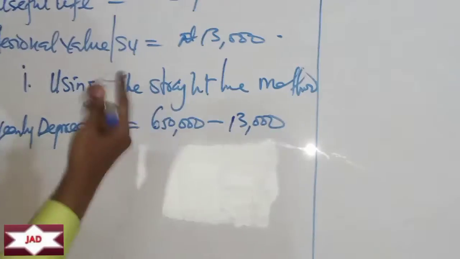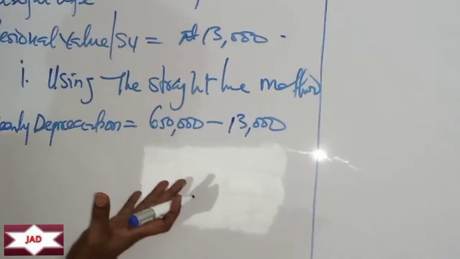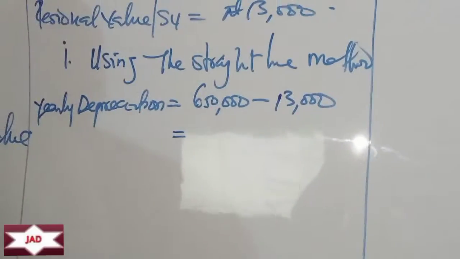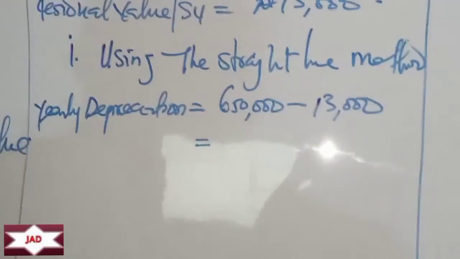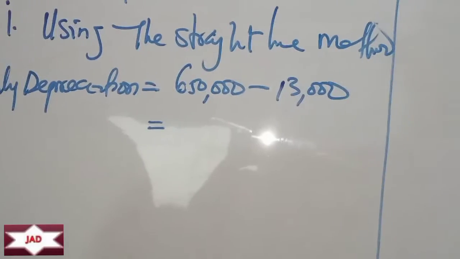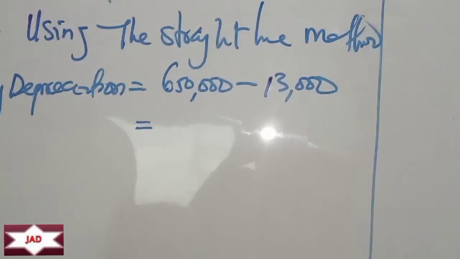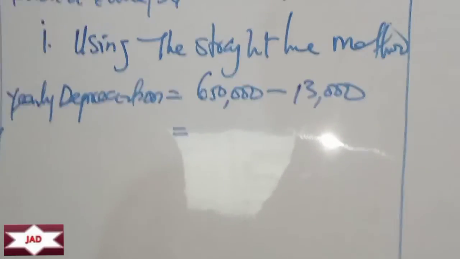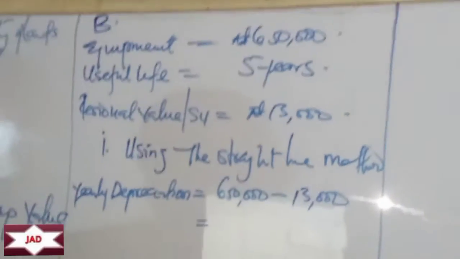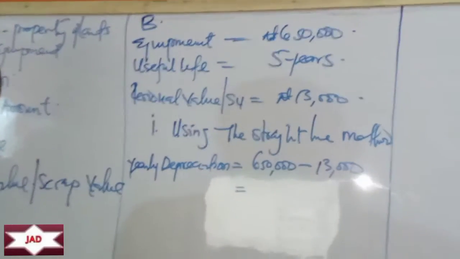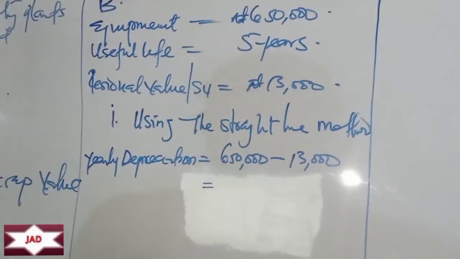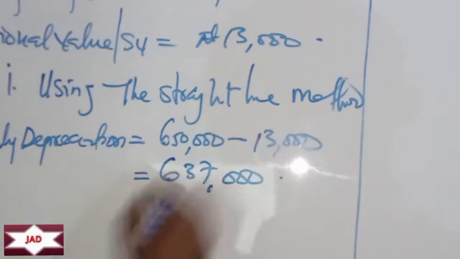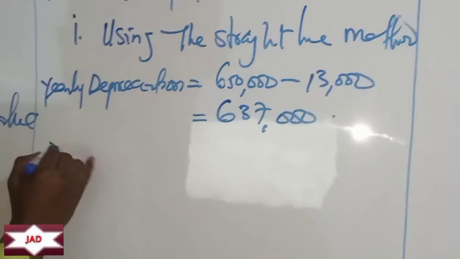So this is going to give us the depreciable amount. All right, so what do we have? You can use a calculator, there's nothing wrong with that. So let's use a calculator now. So we have 650,000 minus 13,000. So this is what we call 637,000.